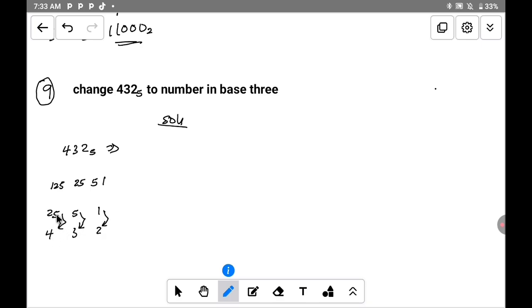25 times 4 gives us 100, plus 5 times 3, which is equal to 15, plus 1 times 2, which is equal to 2. So when we add it together, that gives us 117 in base 10. So when you convert 43 in base 5 to base 10, it is equal to 117 in base 10.